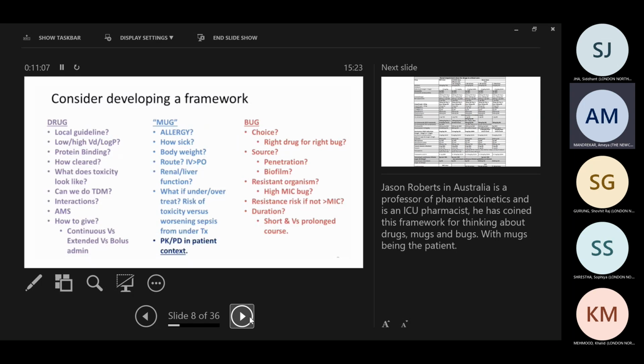Look at the metabolism, whether it's renal or hepatic. Look at whether you're under- or over-treating and the risk of toxicity, so you balance that, and look at the pharmacokinetics and pharmacodynamics in the patient context.